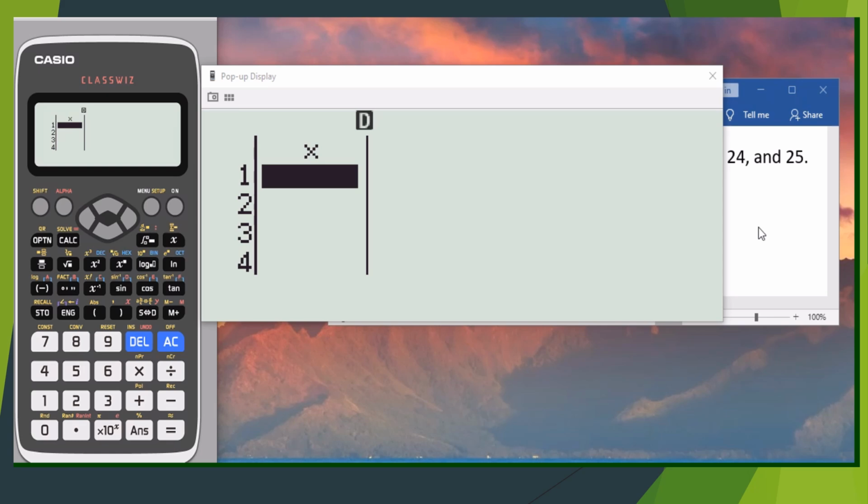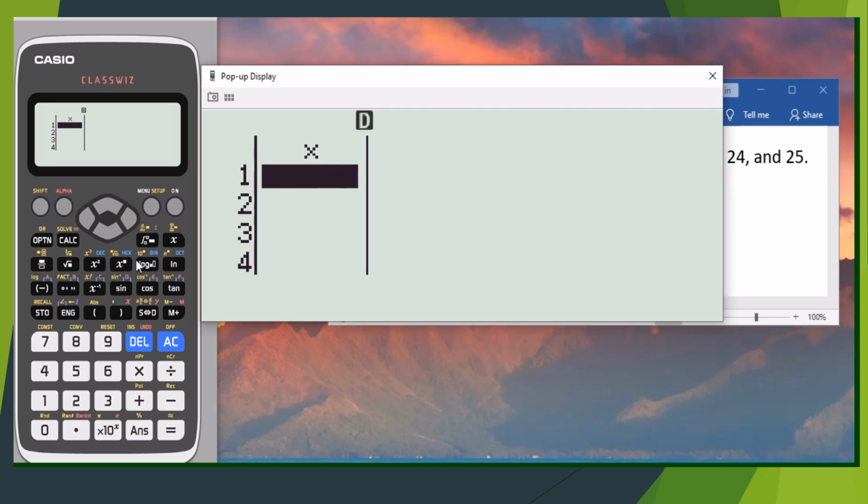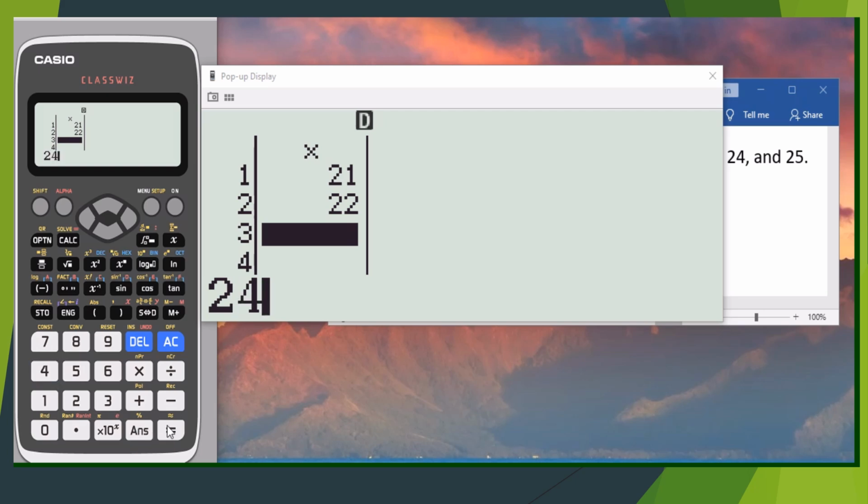To be precise, if you had to give a frequency to the ages over here, it's going to be 1, 1, 1, 1. So there's no need to add the frequencies. So we are going to have only one column, but 4 rows. The first age is 21, then 22, 24 and 25.